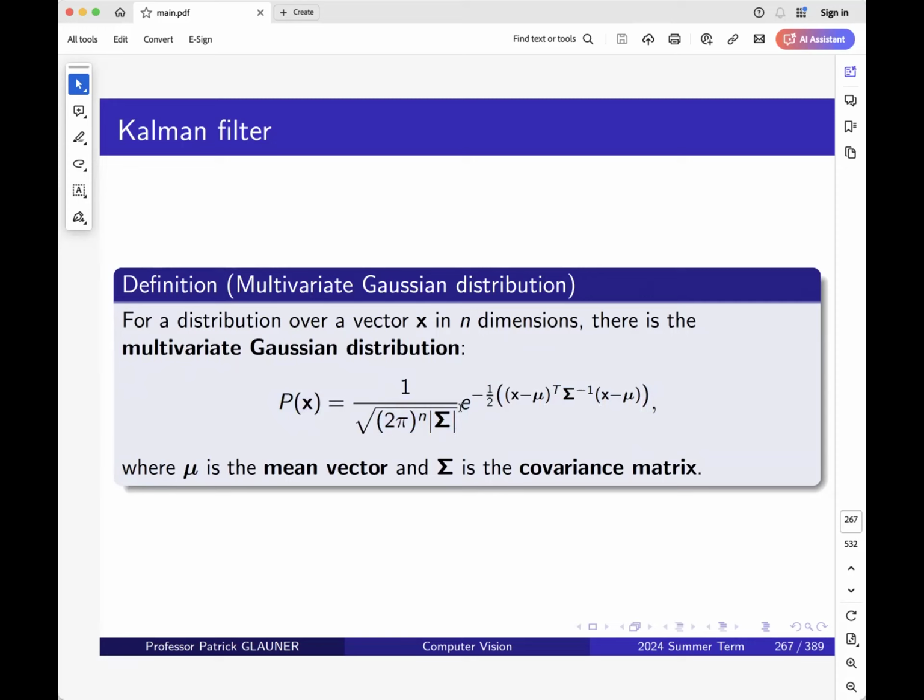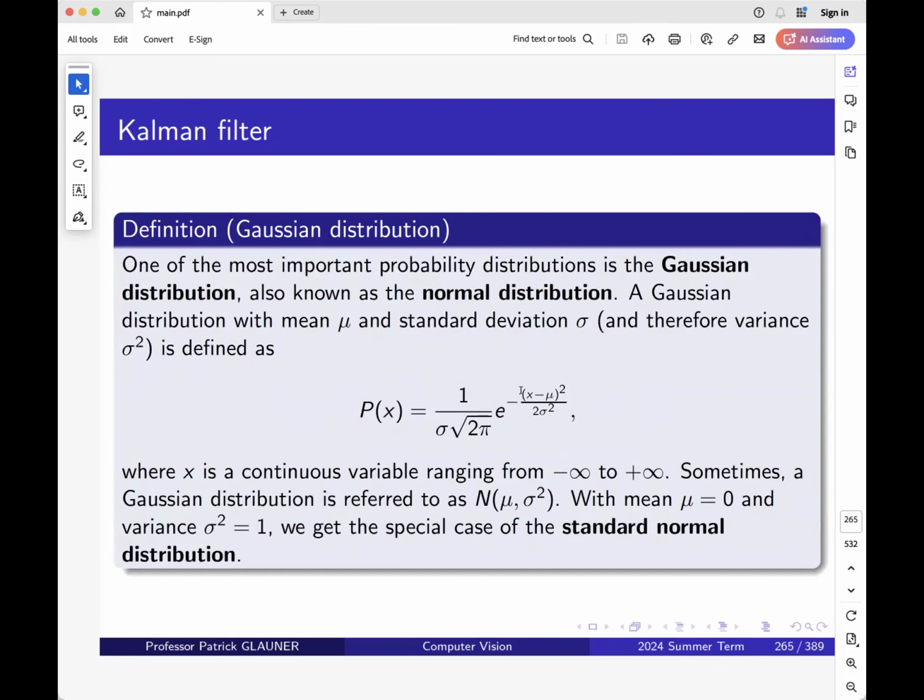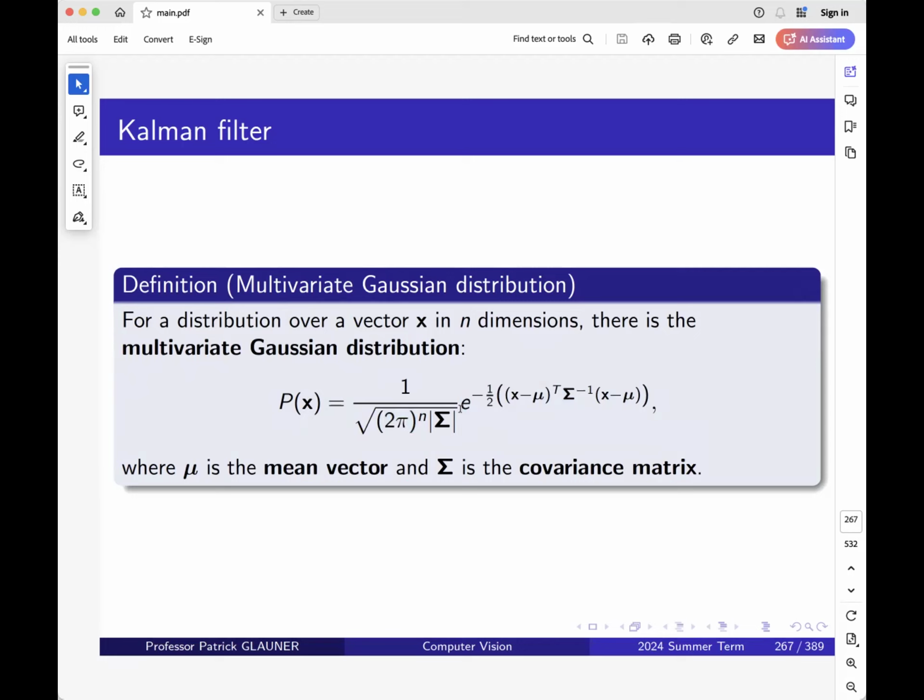But it doesn't look that different. What is the same is we have an exponential, there is something in the exponential, and we have a normalizer. There's still a 2 pi and a square root, but there are some more elements. Remember, before in our Gaussian distribution, x was some real value, and mu the mean as well. Now x and mu are bold. That means x is a vector with n entries, and mu is also a vector because now we have n dimensions, so we also need a mean in each dimension.